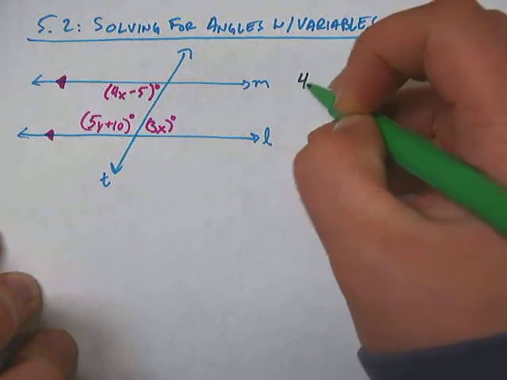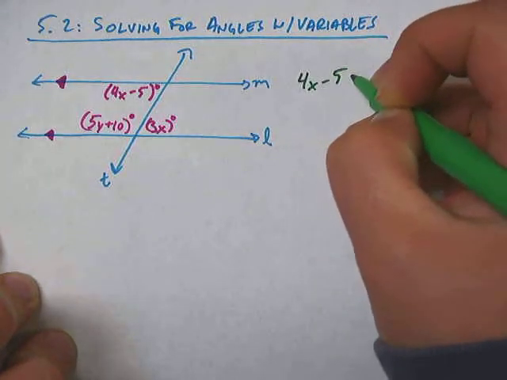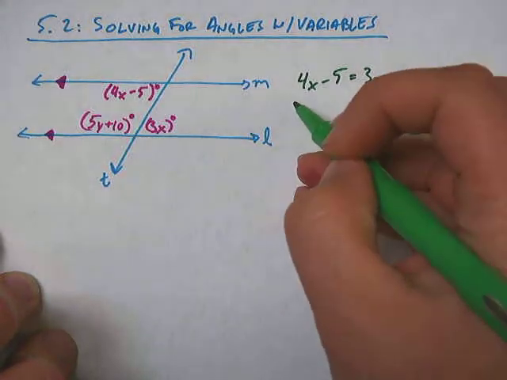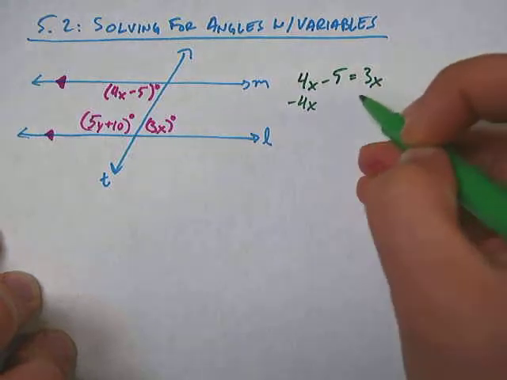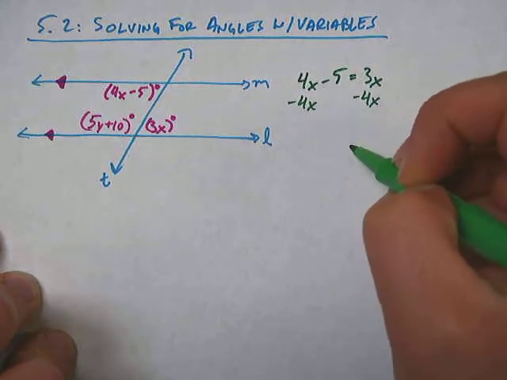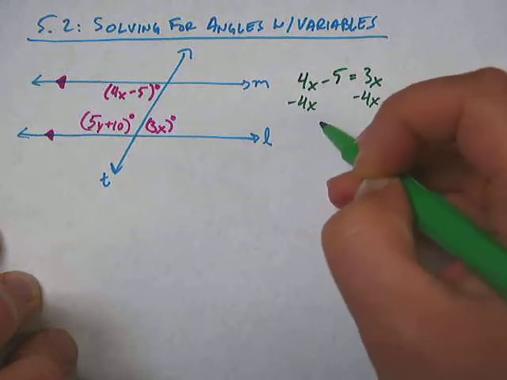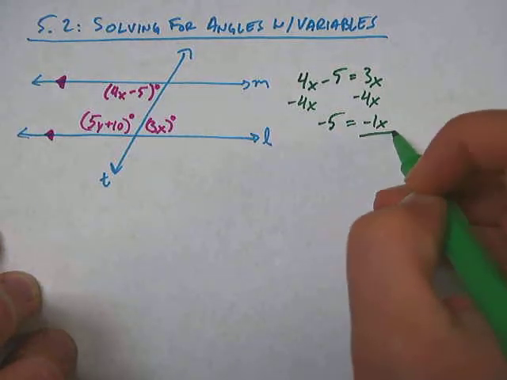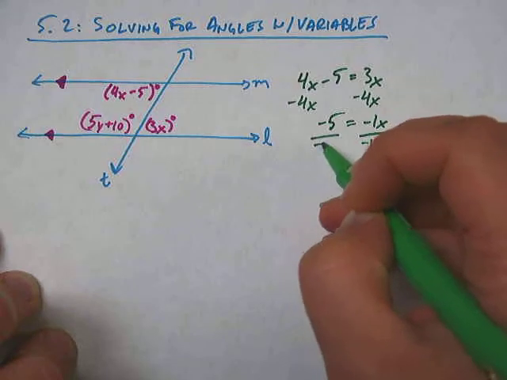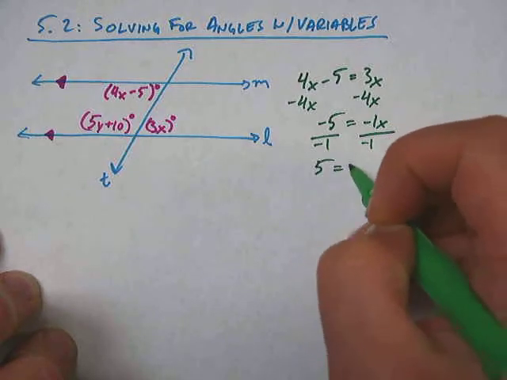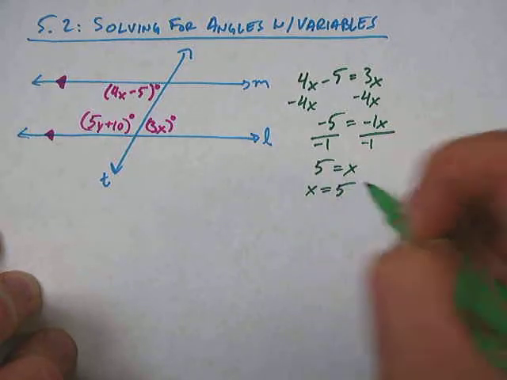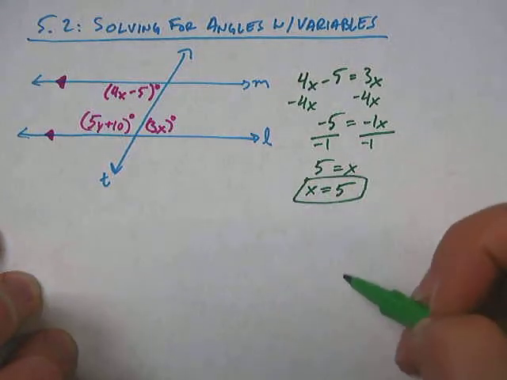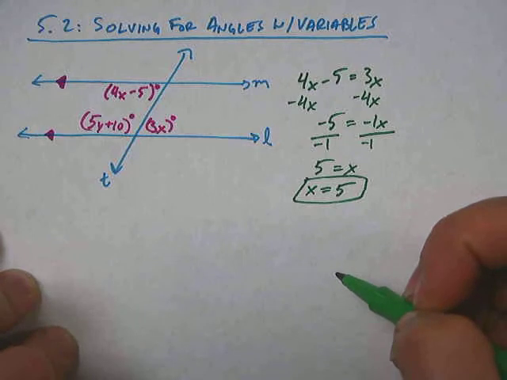So we have 4x minus 5 equals 3x. Let's subtract 4x from both sides to get all of our x's on one side. Now we have negative 5 equals negative 1x. Then we can just divide by negative 1 on both sides to get that x is 5. So now we've solved for x, and we just need to find y.